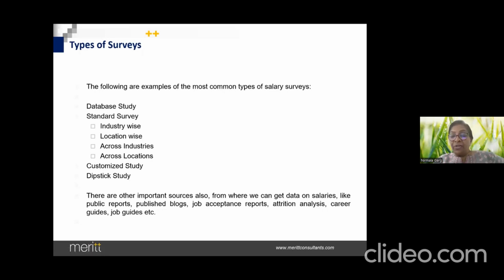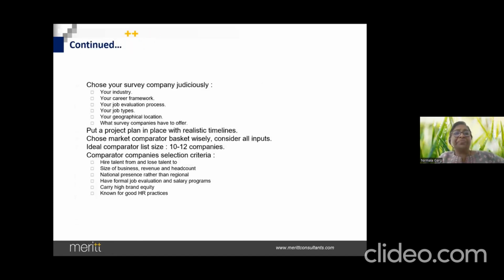Just to do a little recap, guys, we talked about salary surveys. When you are looking at published data, it can be industry wise, location wise, across different industries and locations, or you can also do a customized study. A dipstick study essentially means that you are looking at positions for which you cannot get sufficient candidates to hire, or a lot of people are attriting. So you call up certain companies or placement consultants and quickly find out what their salaries are. That's called a dipstick study, just as we put one needle in and check for the gas. As simple as that.